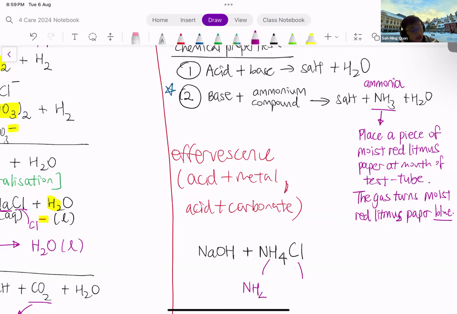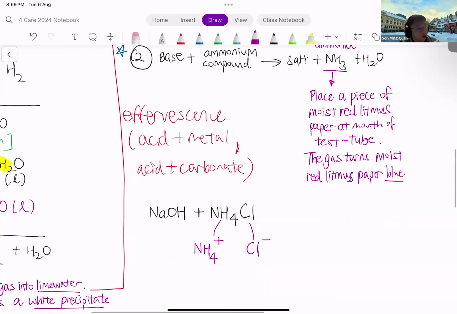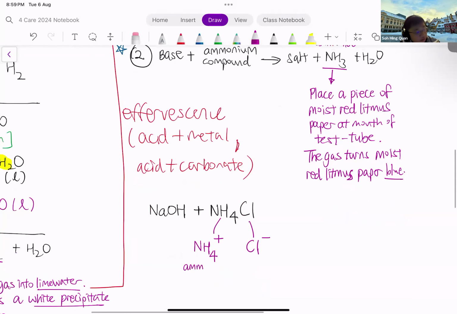Ammonium is NH4+. Okay, it's not really a metal, but it forms a cation. So it's NH4+, and Cl-. Okay, so can you please take note? Ammonium is another one of those ions that you all must memorize. And I think you all always get it confused with ammonia. So ammonium is NH4 with a +1 charge.